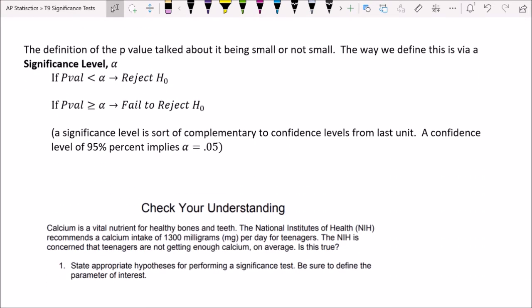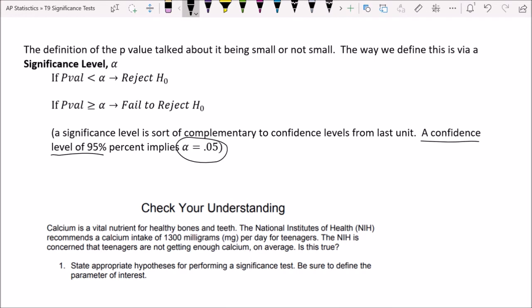Okay, we talked about whether the p-value is small or not small. The way we define small is in relationship to the significance level, which is alpha. Okay, now for AP, they're going to give us alpha typically. They're going to tell us. If they don't tell us, then you can assume that it's 0.05. And the reason why is, remember how in the previous unit with confidence intervals, we said the standard confidence interval is a 95% confidence interval. I want you to notice that 95 and 0.05, those are complementary probabilities. And that's specifically why. It's a reference to something that's outside the confidence interval.